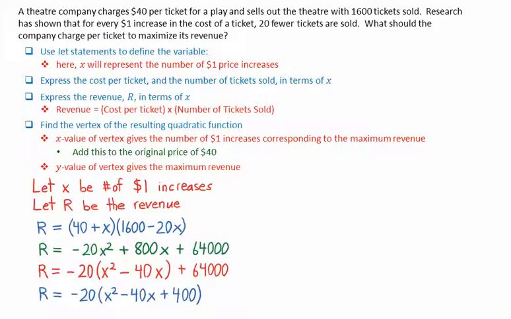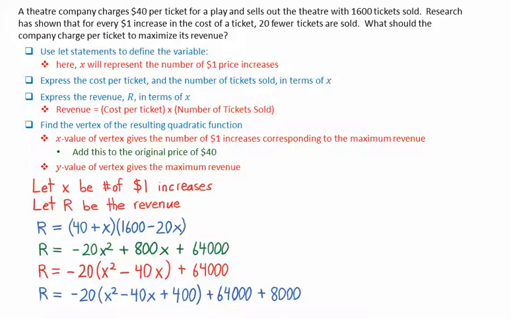Since we are adding 400 inside the brackets, and that 400 must be multiplied by the negative 20 outside the brackets, we're actually really subtracting 8,000. That means on the outside of the brackets, we still have the plus 64,000, but we also have to add on another 8,000.